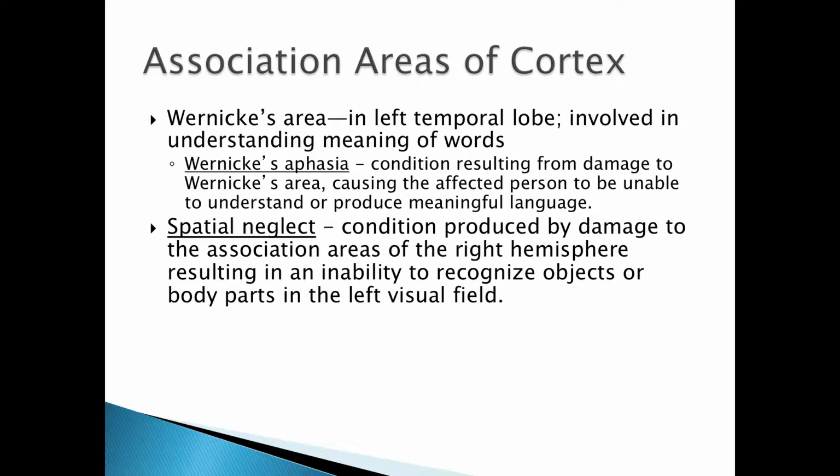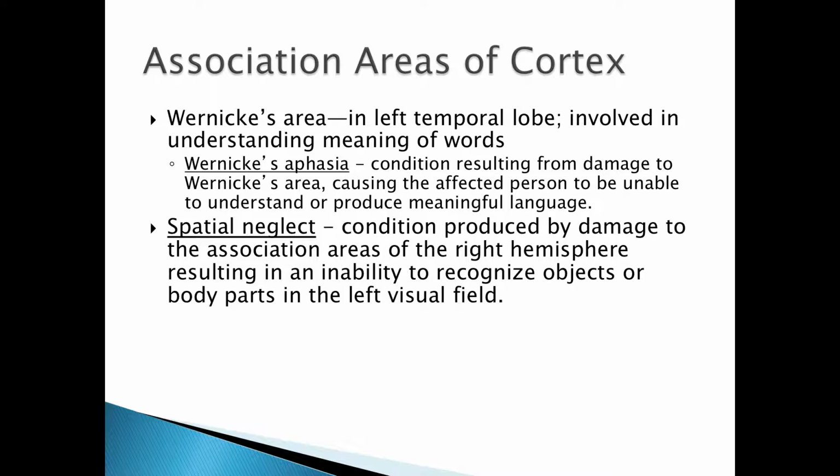Wernicke's area is in the left temporal lobe, involved in understanding the meaning of words. So Wernicke's aphasia, having damage in that particular part of your brain, affects a person's ability to understand or produce meaningful language. They're having a difficult time understanding what somebody is saying to them. But a lot of times, producing meaningful language is going to be difficult for them as well. So they may talk in very nonsensical ways. Again, they may know exactly what it is that they're trying to say, but literally the production of that becomes impacted because of the damage that has occurred.